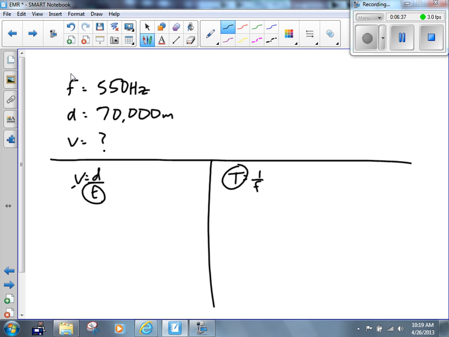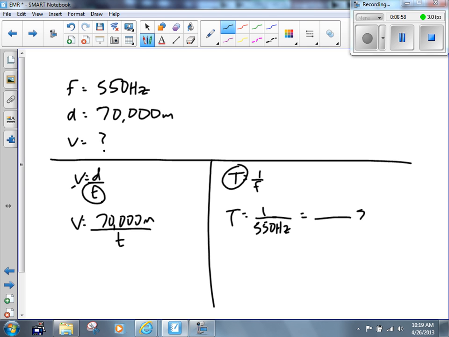We don't know the speed. We do know the distance. It's 70,000 meters. We don't know little t. Let's go over to the other equation. Big T is equal to 1 over f. That's 1 over 550 hertz. We get a number for that. Doesn't really matter what it is right now. That's the time for one revolution.